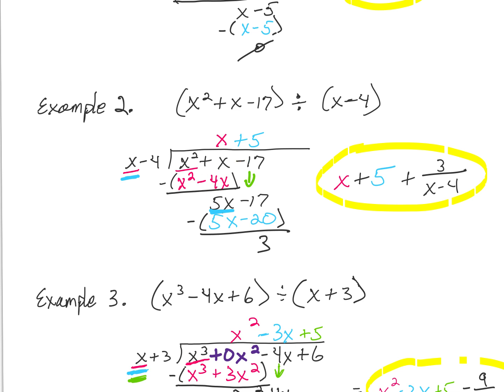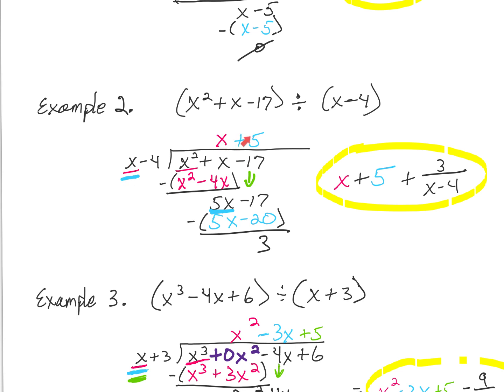Well, then you bring down the rest of the dividend. So minus 17, bring that down. So now it says 5x minus 17. So now this is what's being divided by x minus 4. So 5x, the first term, divided by this first term. 5x divided by 1x, well, that's 5.